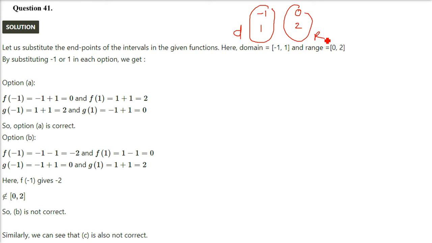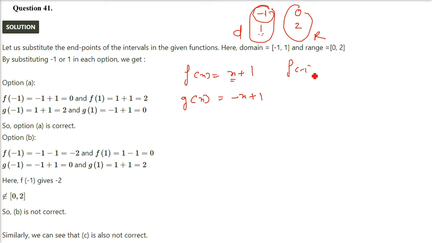So minus 1 and 1 should be mapped with 0 and 2 in any case. The simplest way is to take the options one by one, A, B, C, D. D is actually none of these. So we'll take one by one, put a proper value, and see whether putting minus 1 will map it to 0 or 2, and putting 1 will map it to 0 or 2. If it is there, then it is okay. So f x and g x, this is the first part, A I am taking. f x is given as x plus 1, g x is given as negative x plus 1.